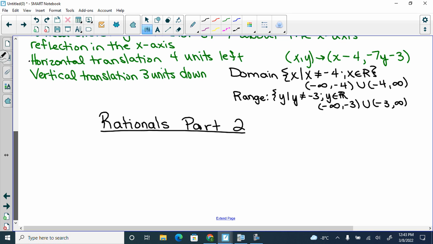Rationals part 2. So we're going to go over what happens when your numerator is a smaller degree than your denominator, your numerator is the same degree as your denominator, or your numerator is a larger degree than your denominator. Okay, so that's the first way we're going to look at this. The reason this is different than yesterday is part 1 was in the form y equals a over bx minus c plus d. This is transformed form. We're just going to write this as a little reminder.